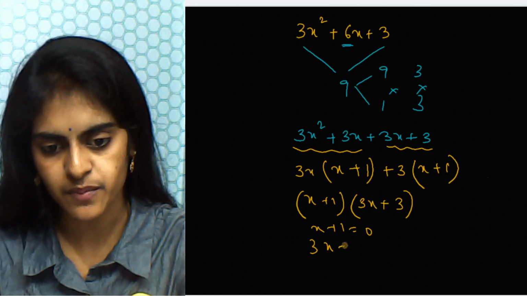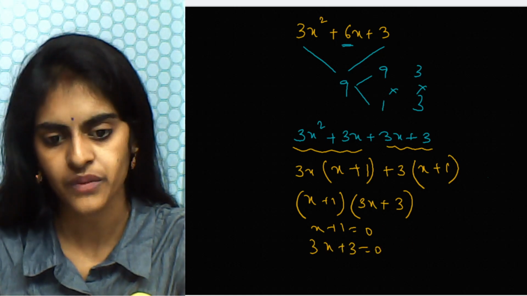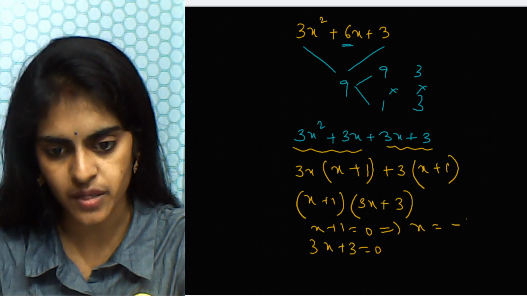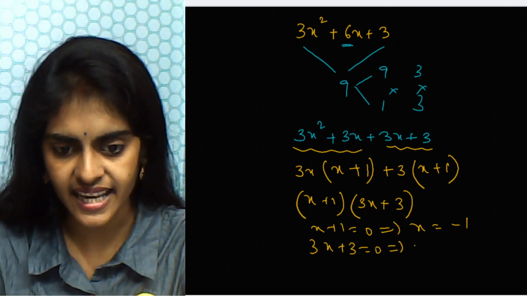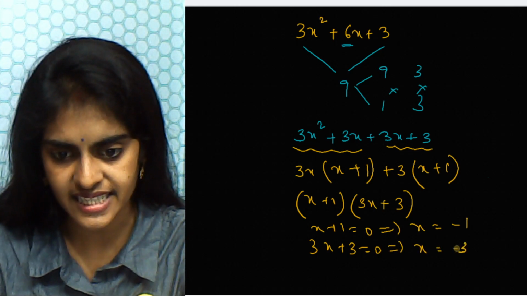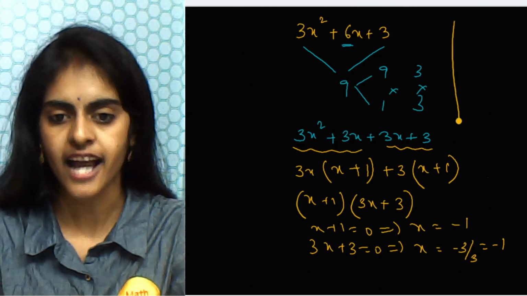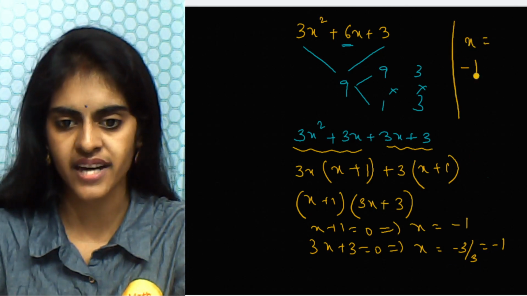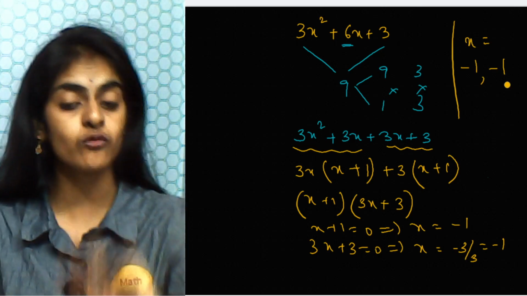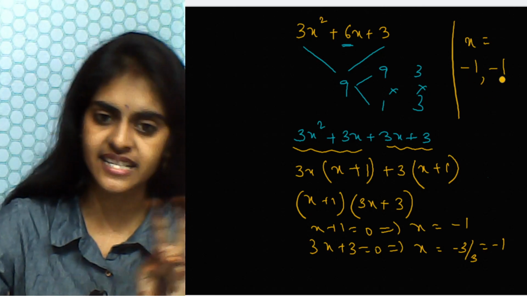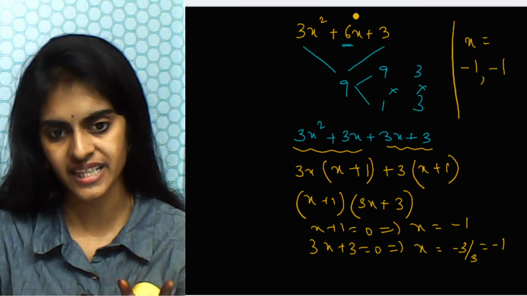So 3x plus 3 is equal to 0, which implies x is minus 1. And here x is what? x is minus 3 by 3, which is nothing but minus 1. So the value of x, you got it as minus 1 and minus 1. And these two are zeros. Yes, these two are the zeros of this polynomial, isn't it?